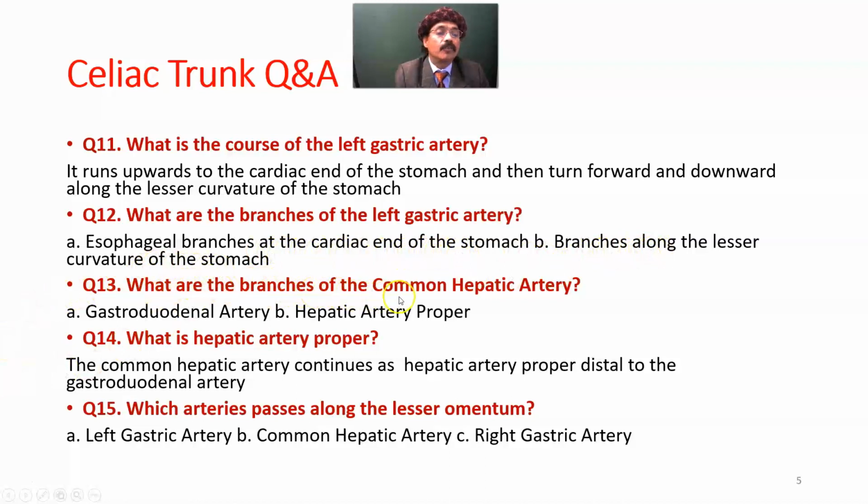What are the branches of the common hepatic artery? Gastroduodenal artery and hepatic artery proper. What is the hepatic artery proper? The common hepatic artery continues as the hepatic artery proper distal to the gastroduodenal artery. Which arteries pass along the lesser omentum? These are the left gastric artery, common hepatic artery and right gastric artery.